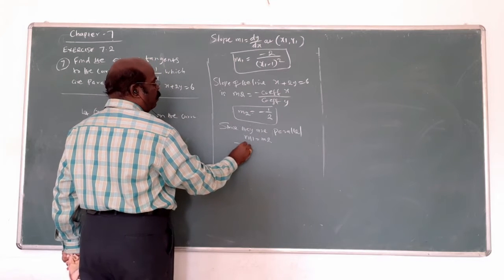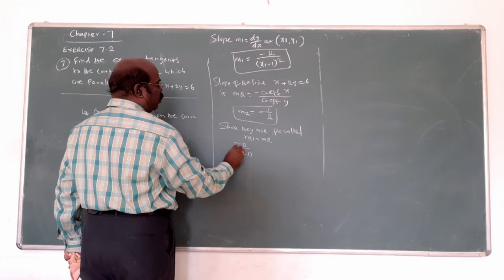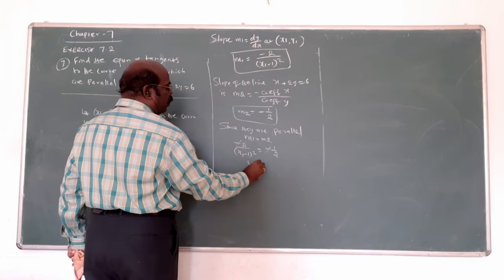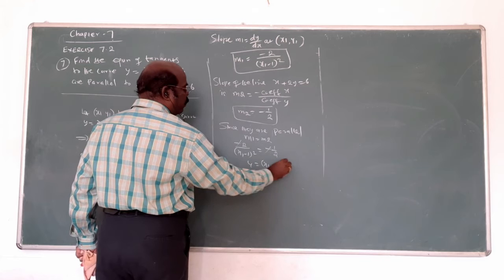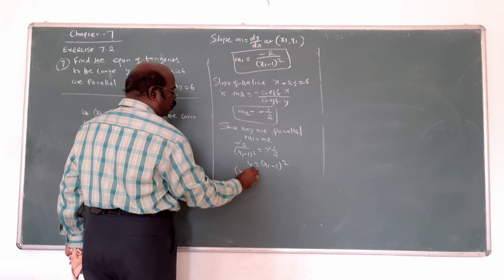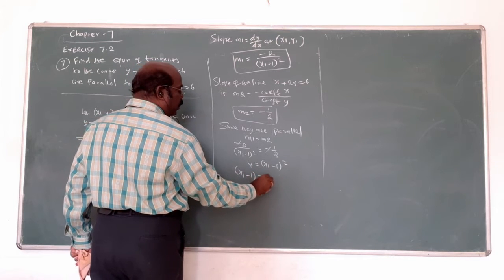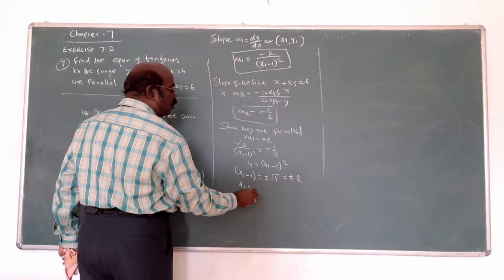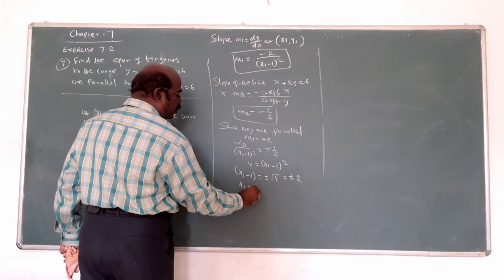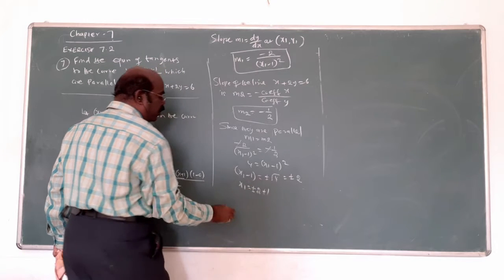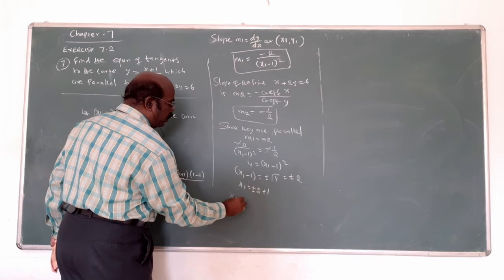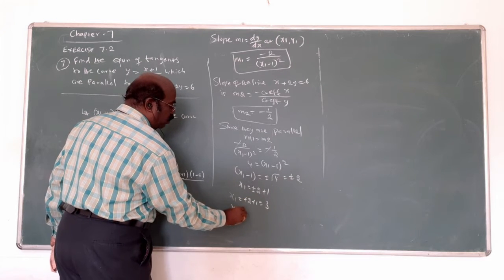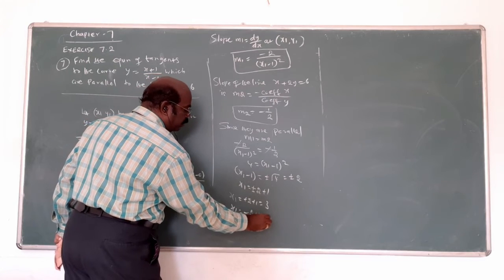Am I right? Minus 2 by (x1 minus 1) whole square equals minus 1 by 2, minus minus cancel. Cross multiply: 4 equal to (x1 minus 1) whole square. So x1 minus 1 equal to plus or minus of 4, which is plus or minus 2. x1 equal to plus 2 plus 1, which is 3, one answer. x1 equal to minus 2 plus 1, which is minus 1, is the other answer.